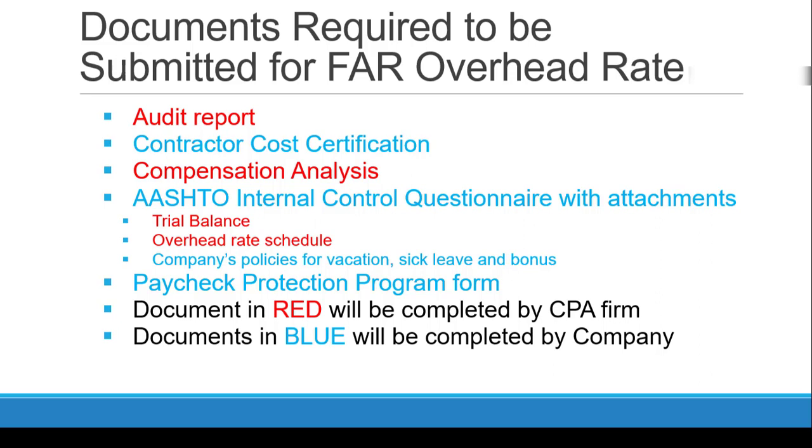So the documents are an audit report, a contractor cost certification sheet, compensation analysis, an AASHTO internal control questionnaire with attachments, and two of those attachments, the trial balance and the overhead rate schedule, are listed in red because those would typically be provided by your CPA.